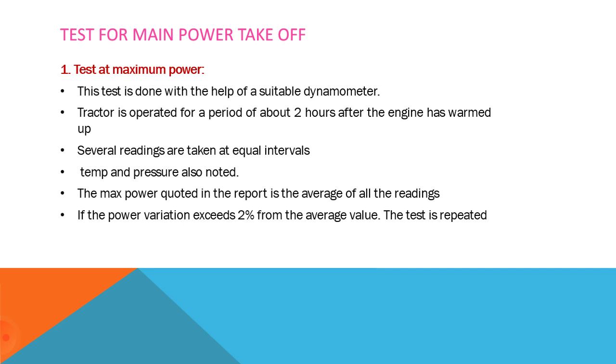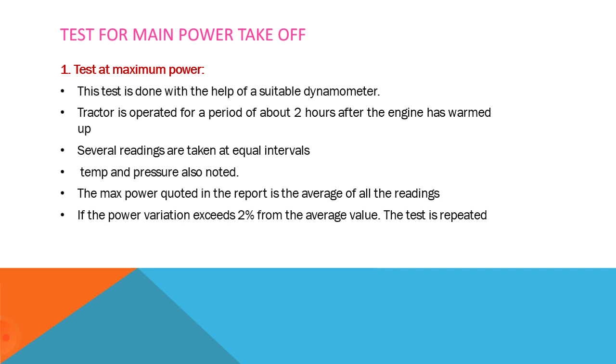First, we will test the system at maximum power. For that, the engine or the PTO is coupled to a dynamometer, and then we start the engine. For almost 15 minutes it runs for warming up. After warming up, the engine will run at maximum power for almost 2 hours. In those 2 hours, we note several readings like power, torque, speed, load, fuel consumption, temperature, pressure, etc. All these readings are taken at equal intervals of time.